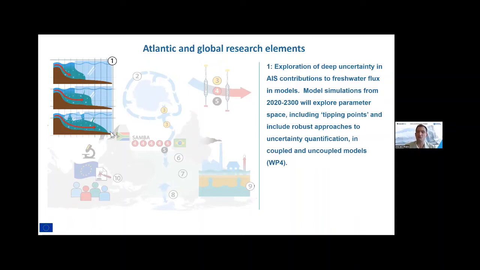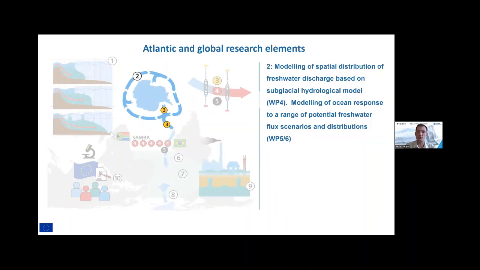And so these simulations will really work to explore the parameter space of the ice sheet dynamics, including tipping points, and trying to really robustly quantify the uncertainty associated with these. That will be used then to feed freshwater fluxes. So looking at the spatial distribution of this freshwater discharge. So presently, models often fairly naively dump all the freshwater in evenly around the Antarctic ice sheet, and usually at the surface, which is not at all how it's done in reality. So modelling will be done to improve this based on the subglacial hydrological models. And then also modelling the ocean response to a range of these different freshwater scenarios.